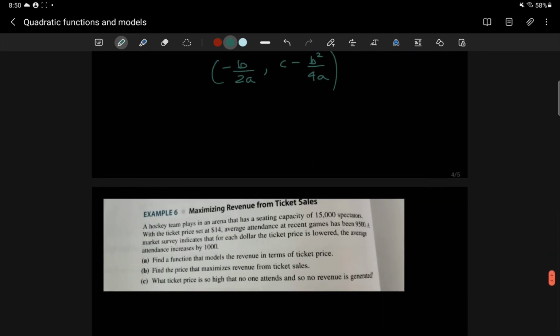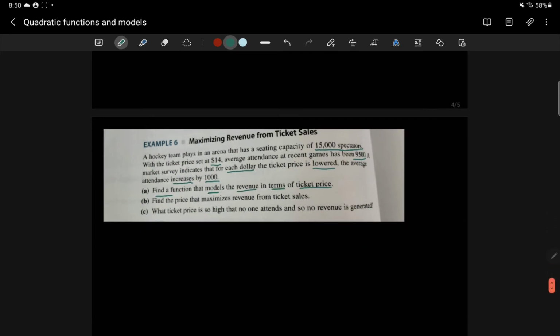Okay, let's look at a word problem. Let's read through the word problem first. What's happening here? It says a hockey team plays in an arena that has a seating capacity of 15,000 spectators. With the ticket price set at $14, average attendance at recent games has been 9,500. A market survey indicates that for each dollar the ticket price is lowered, the average attendance increases by 1,000. Find a function that models the revenue in terms of the ticket price.